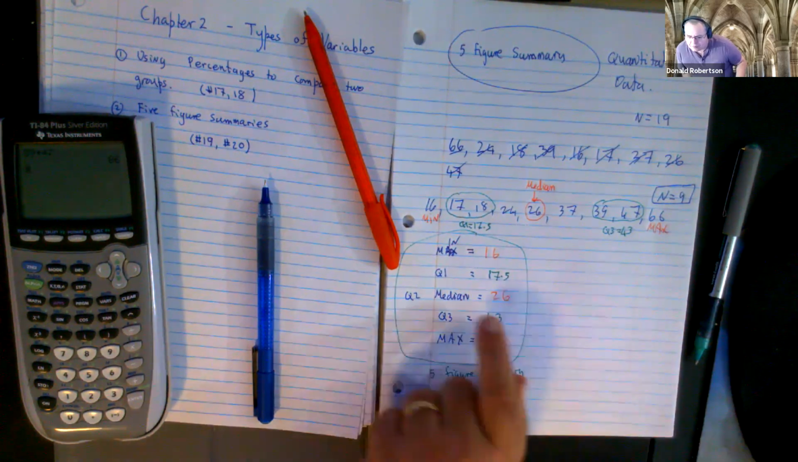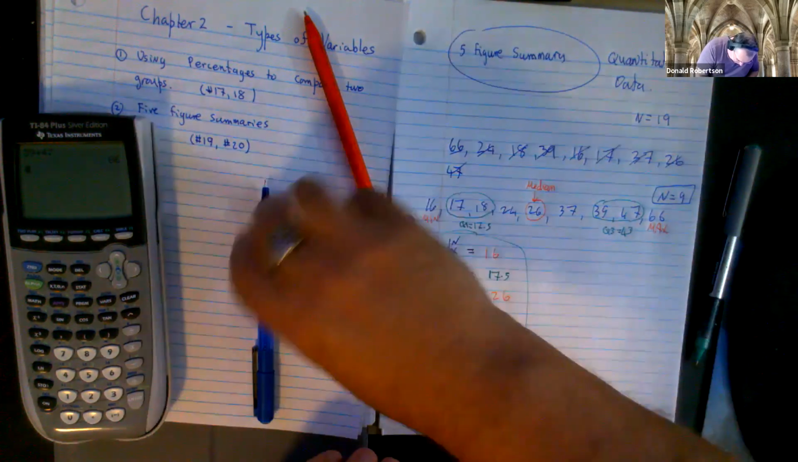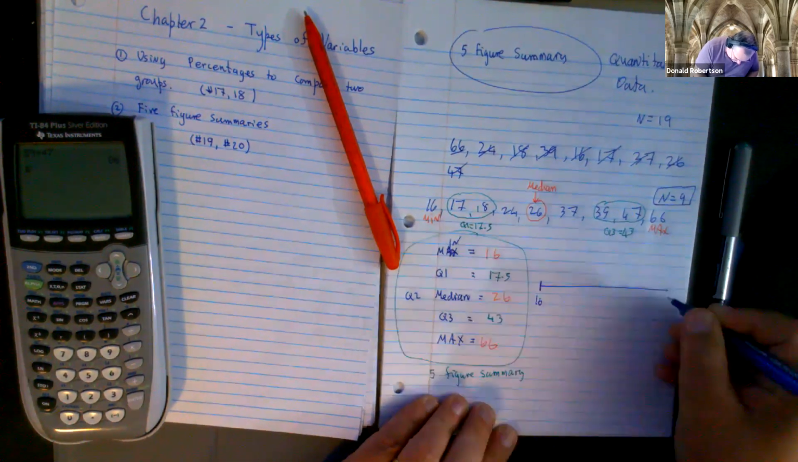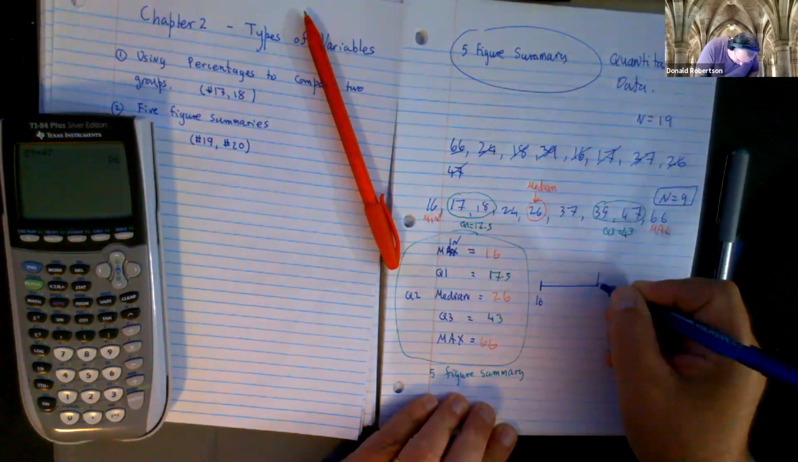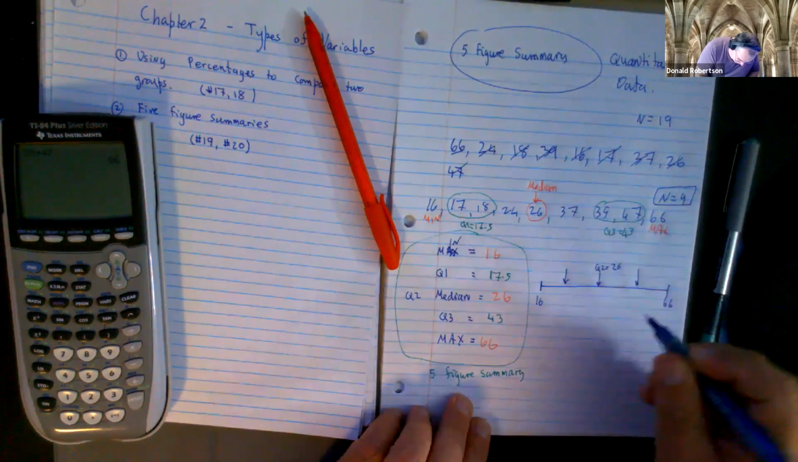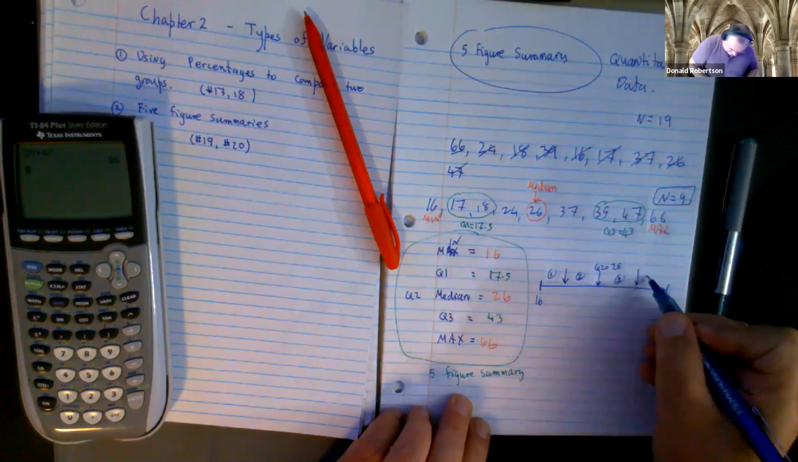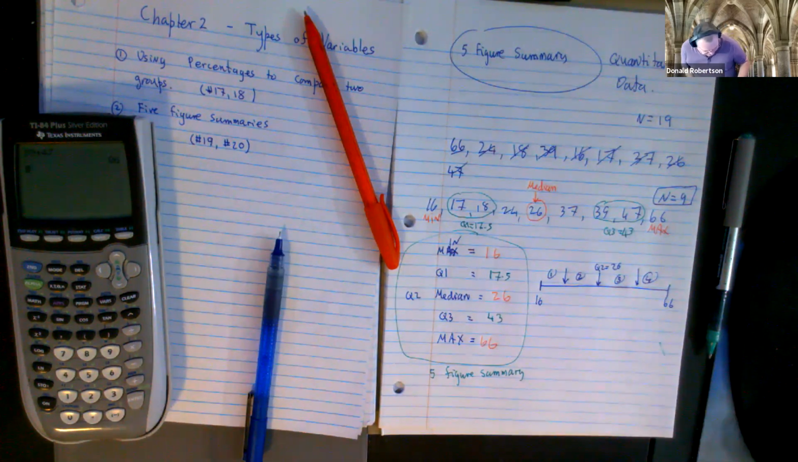Now, 17.5 and the 43, can you imagine a little number line where that's the start and this is the finish? And the person in the middle, Q2, the median, is about 26, and a quarter of the way along and 3/4 of the way along. Do you see how it's called quartiles? Do you see why that name is being used?